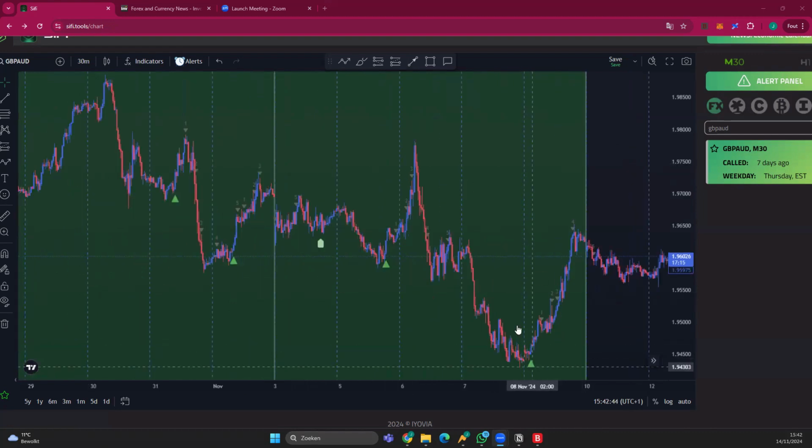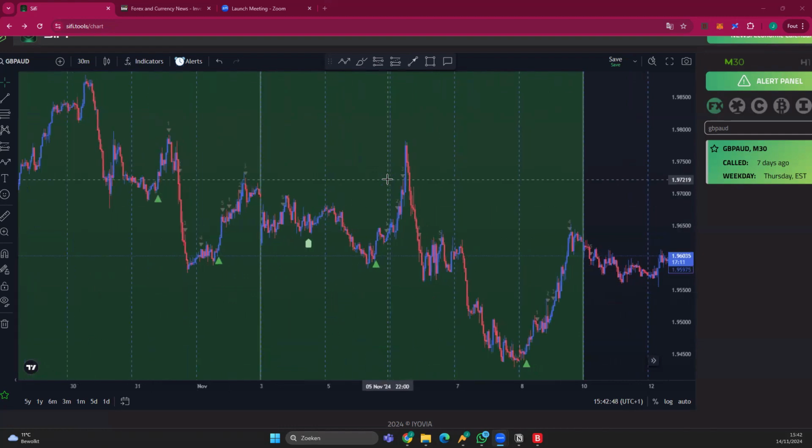Now, we're not going to take every single arrow that pops up. One thing that's important is once we get notified on the phone that there is an arrow, we want to check if it's a dark shade arrow. You see these darker arrows? Those are dark shade arrows. The light shade arrows are the arrows that we're not going to trade.